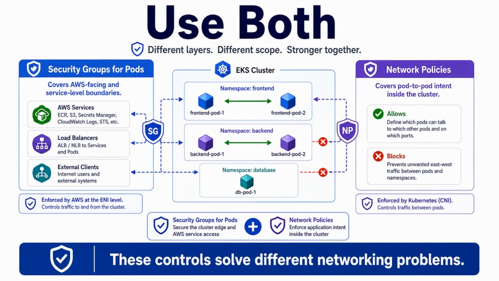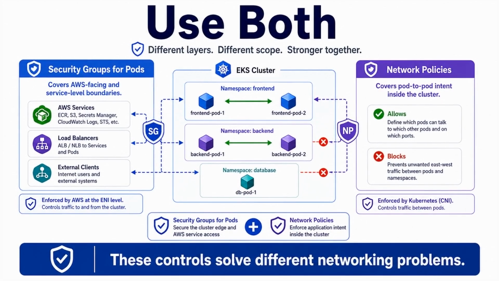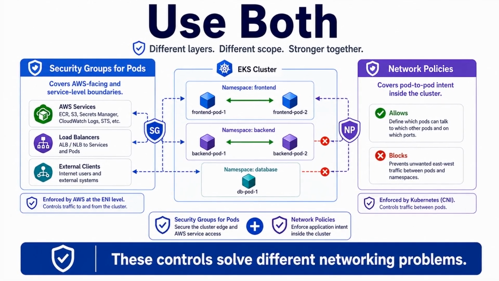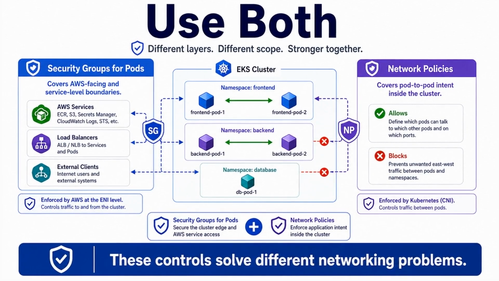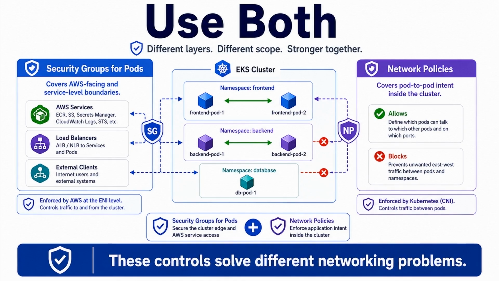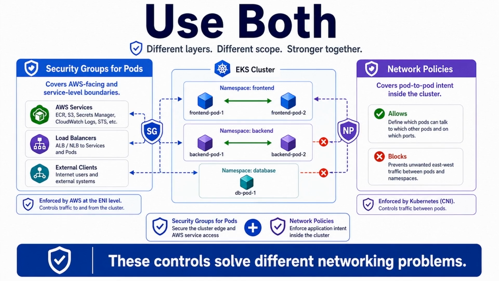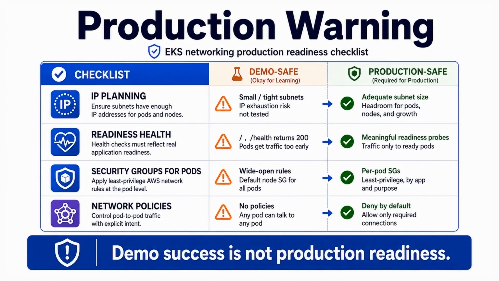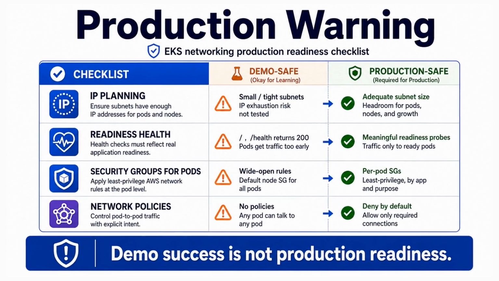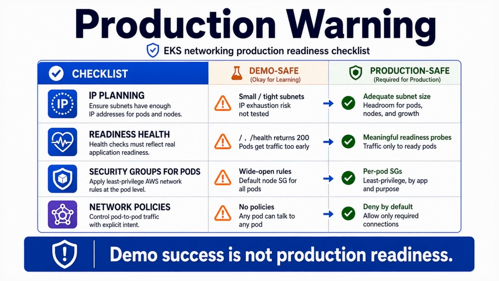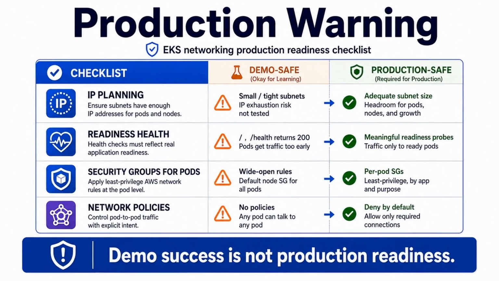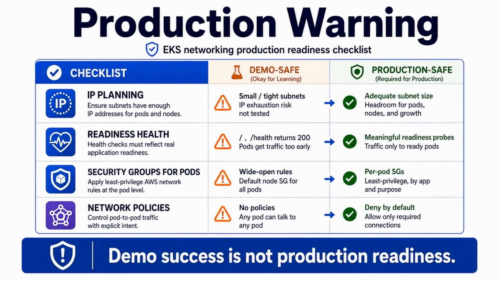Use them together, not as substitutes. Security groups align with AWS network controls and external destinations. Network policies align with pod-to-pod intent inside the cluster. The production warning is simple. If you run EKS without IP planning, readiness health discipline, security groups for pods where needed, or network policies, the cluster may work in a demo and still fail your real security review.